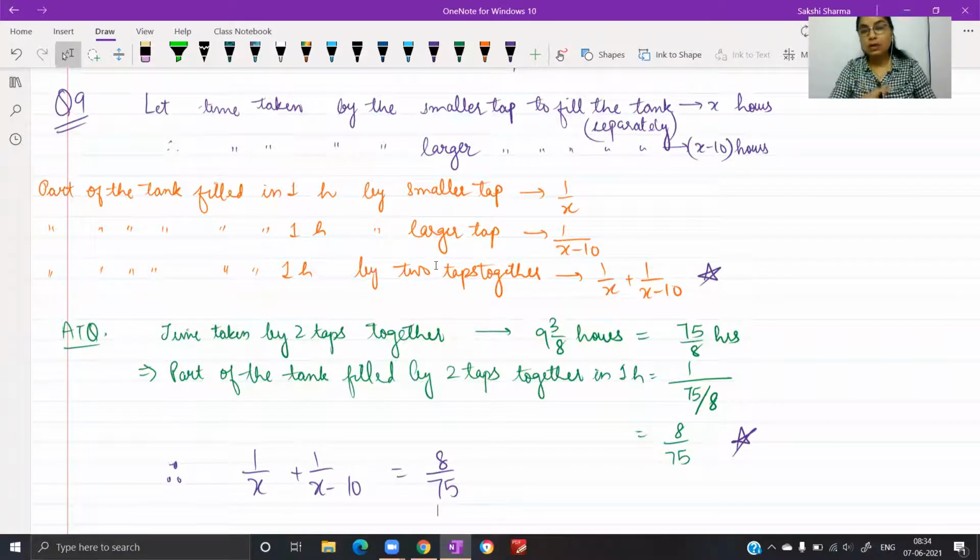If you remember the women and men question, this is exactly like that. The time they take to finish a job, the number of days. Then you find out how much work they do in one day, how much work they will do together, and what's the time taken. Accordingly, you can form your equation. Anyone who has a doubt with respect to this?